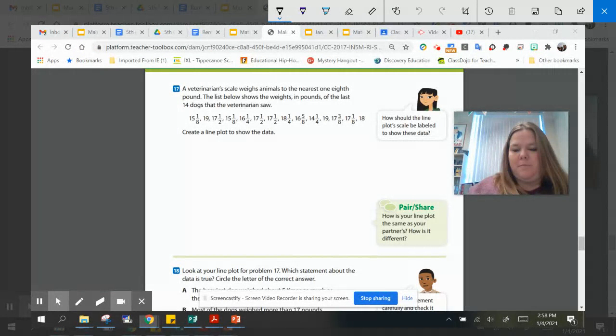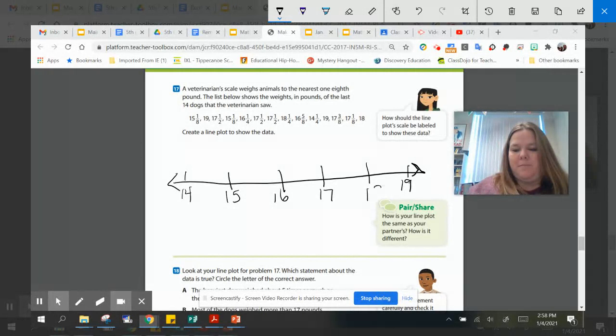All right. So here is a line plot. Our lowest amount was 14 and something, so I'll put 14 here. And our highest amount was 19, so I'll do that here. So we have 14, 15, 16, 17, 18, 19. Not too bad, huh, guys? I mean, it's definitely not perfect.